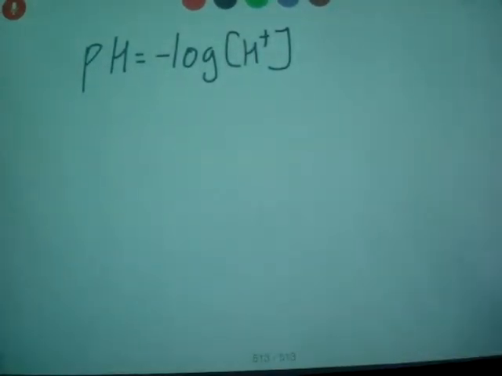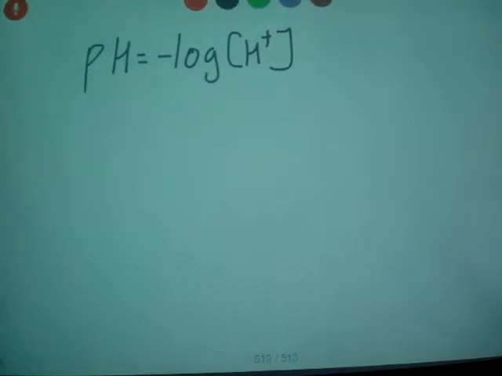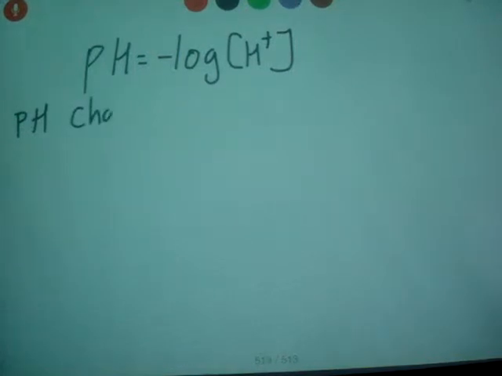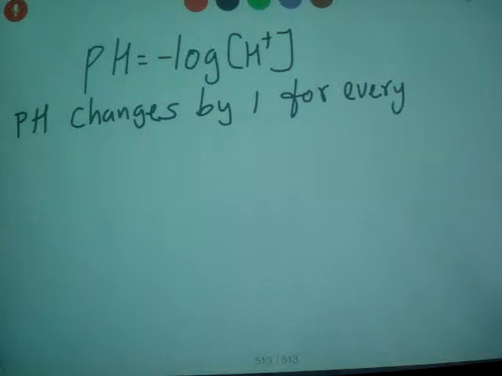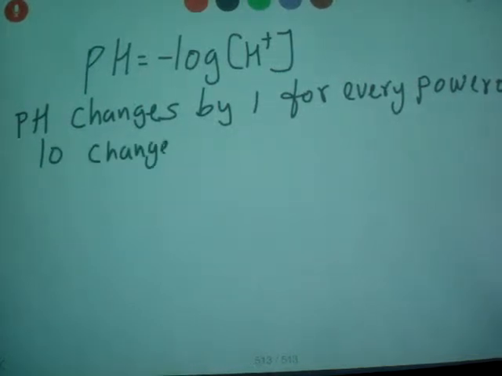So pH equals minus log H plus ion concentration. pH changes by 1 for every power of 10 change in H plus ion.